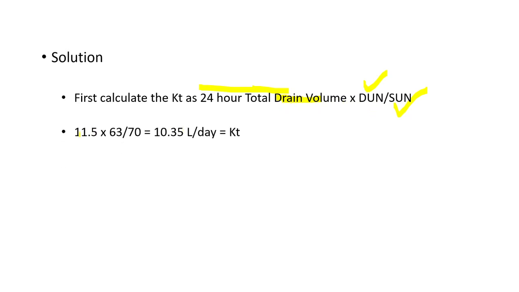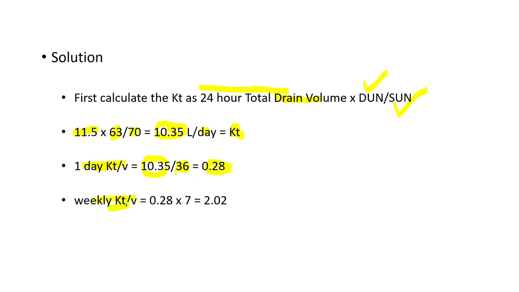Next, as I told you, 11.5, because 10 plus 1.5, times 63 divided by 70. If you put this in the calculation, we get 10.35 liters per day, which is the Kt. So we have to divide this by V, which is 36, since it is given in the details itself. So 1 day Kt/V is 10.35 divided by 36, which is 0.28. For the weekly Kt/V, we multiply it by 7, so the weekly Kt/V is 2.02. This is the answer for this question. Here we didn't focus on the renal Kt/V.